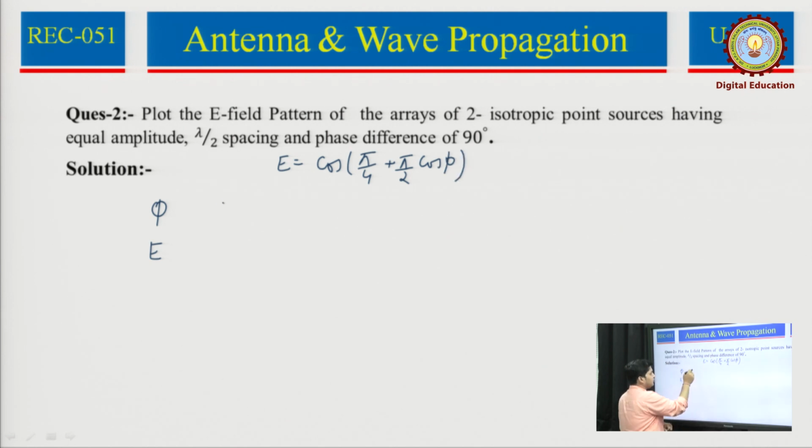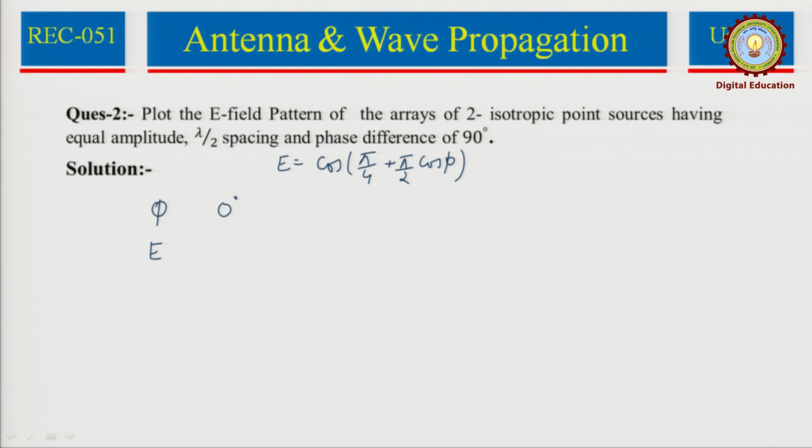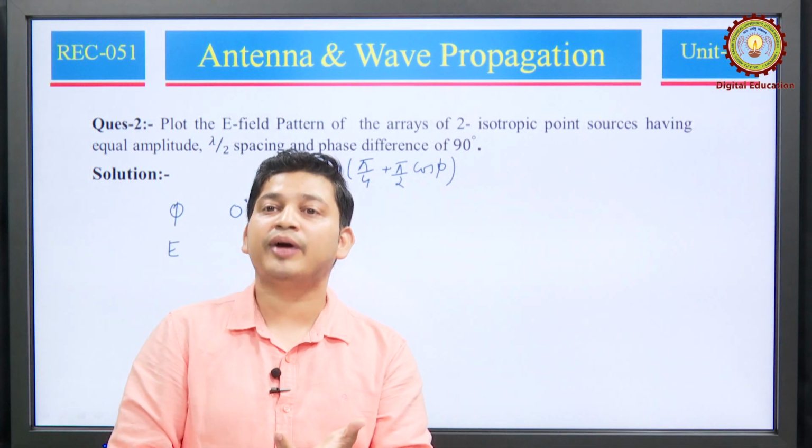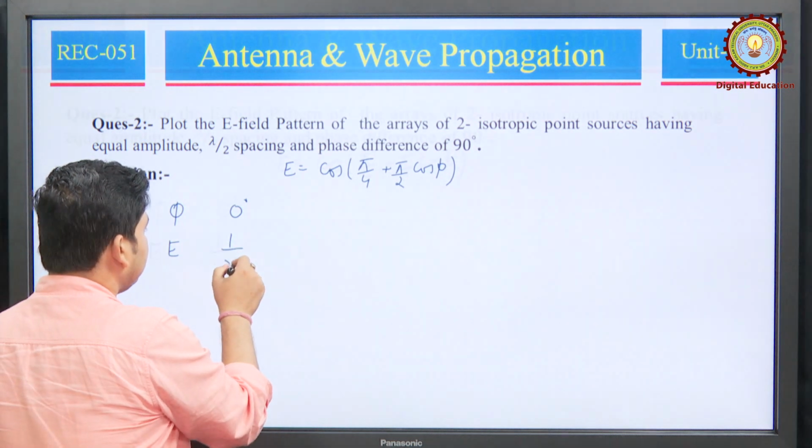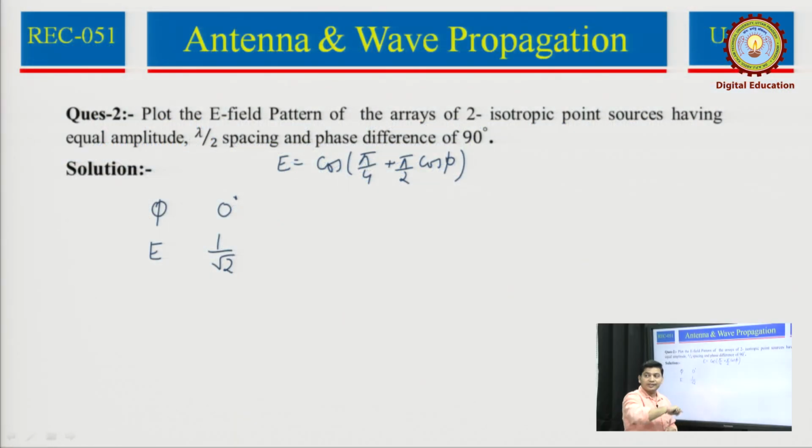So, first value let us take 0 degree, again cos 0, maximum value 1. So, pi by 4 plus pi by 2, 3 pi by 4, again that is nothing but 1 by root 2 value if you are going to solve this. So, we will get 1 by root 2. Earlier at 0 degree we had 0 value, now we are getting value 0.707. Okay. There is a change in the pattern obviously.